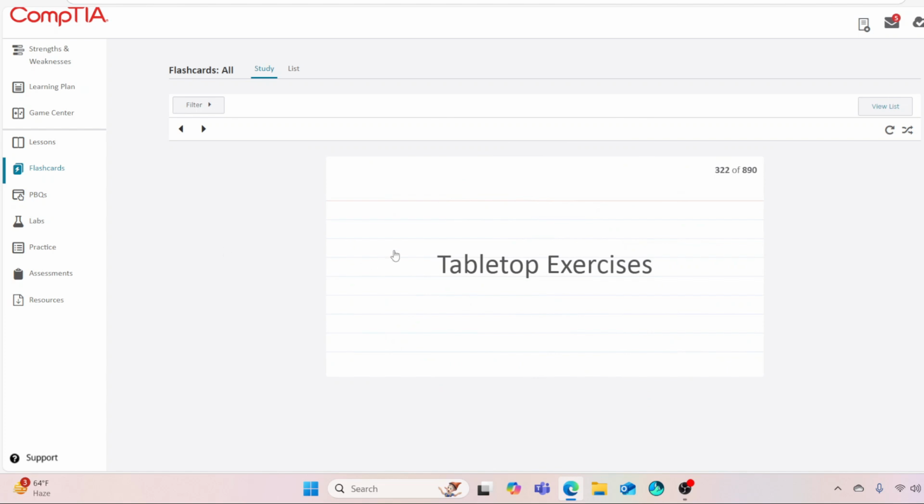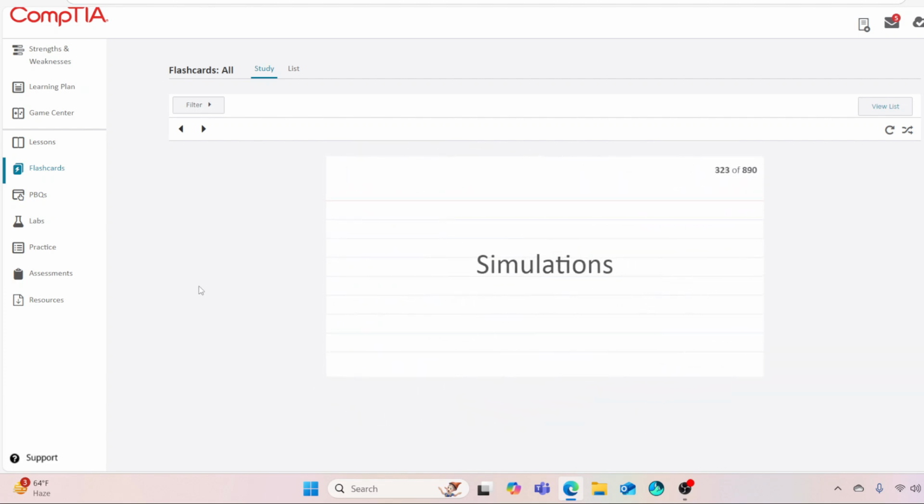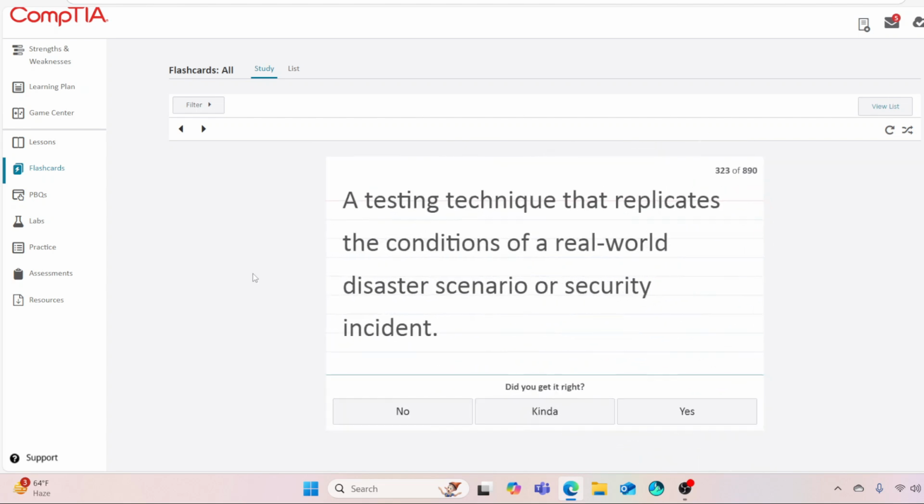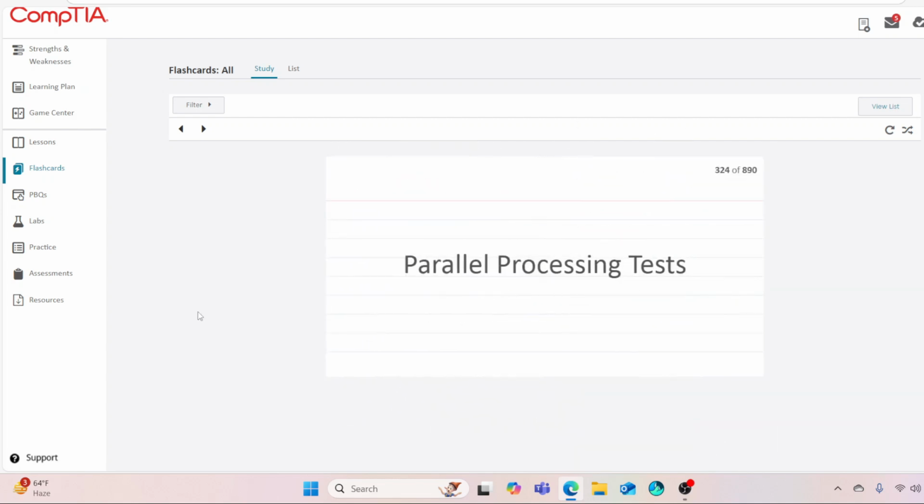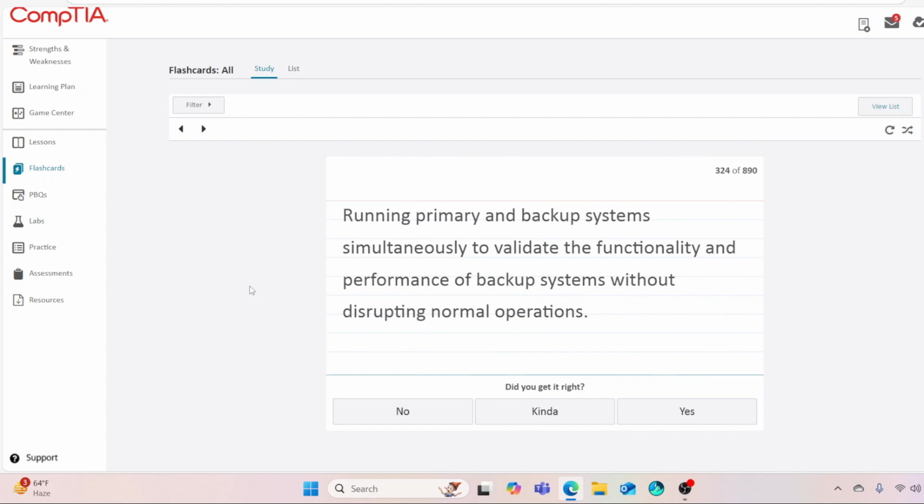Tabletop exercises. A discussion of simulated emergency situations and security incidents. Simulations. A testing technique that replicates the conditions of a real-world disaster scenario or security incident. Parallel processing test. Running primary and backup systems simultaneously to validate the functionality and performance of a backup system without disrupting normal operations.